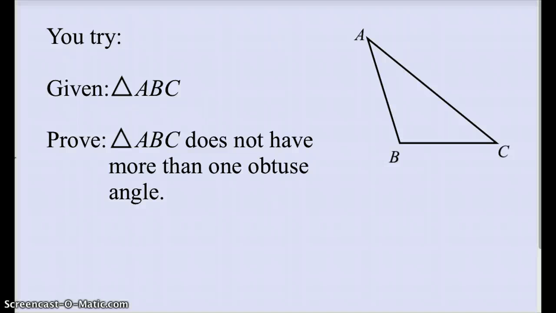You try. You're given triangle ABC. I would like you to prove that triangle ABC does not have more than one obtuse angle. You're going to write this in indirect proof form. Begin with step 1. Assume temporarily that it does. Work with the fact that you have a triangle. Use your prior knowledge to figure out where you can come up with a contradiction, and then state that your temporary assumption was false.